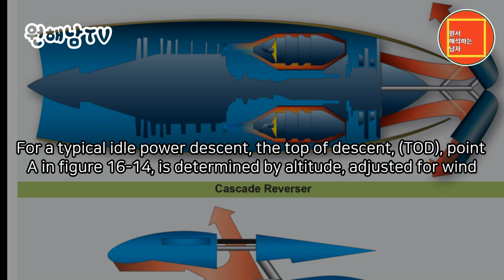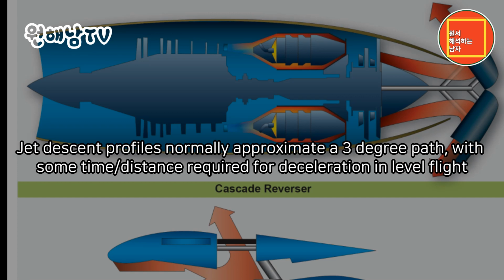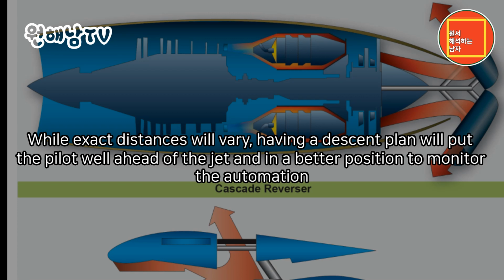Descent planning. For a typical idle power descent, the top of descent, TOD, point in figure 16-14, is determined by altitude, adjusted for wind. Jet descent profiles normally approximate a 3-degree path, with some time and distance required for deceleration in level flight. While exact distances will vary, having a descent plan will put the pilot well ahead of the jet and in a better position to monitor the automation.